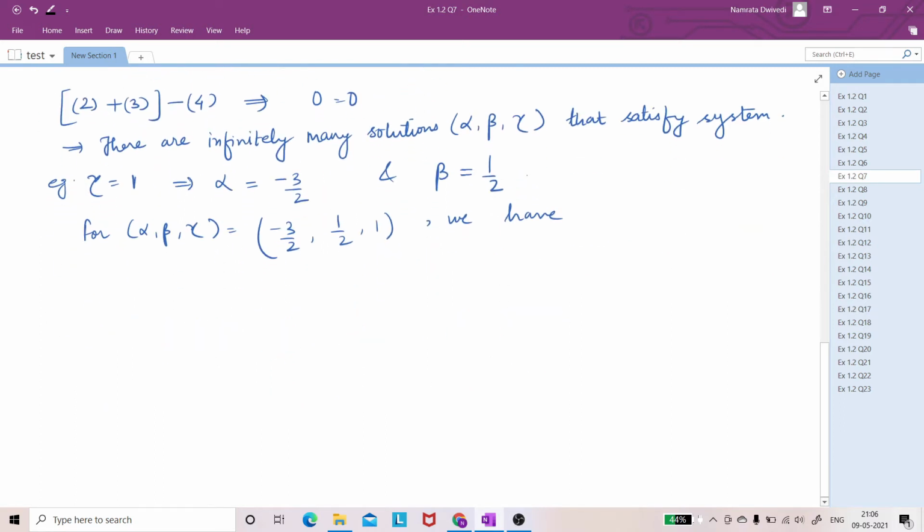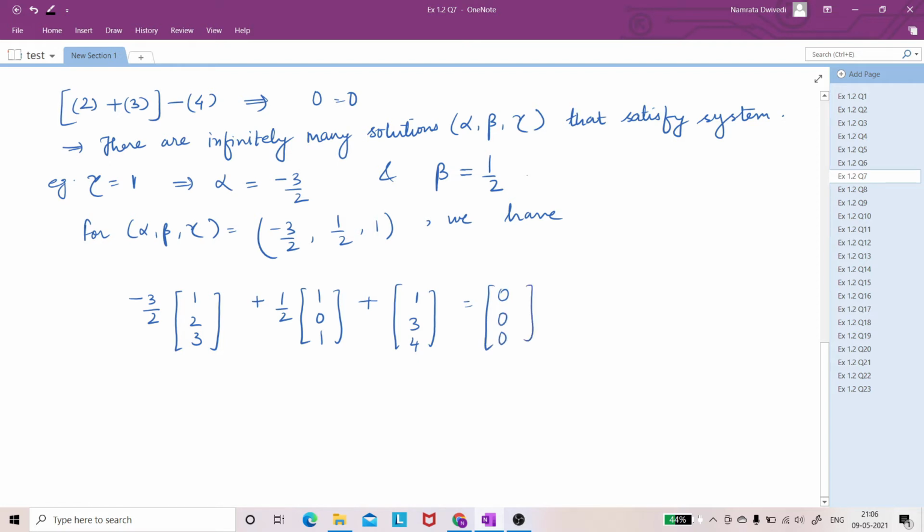we can directly write it in vector form. So it is alpha times v1 plus beta times v2 plus gamma, that is 1 times v3, which is 1, 3, 4, which equals 0, 0, 0. Okay, so this is our first part. We are done with the first part.